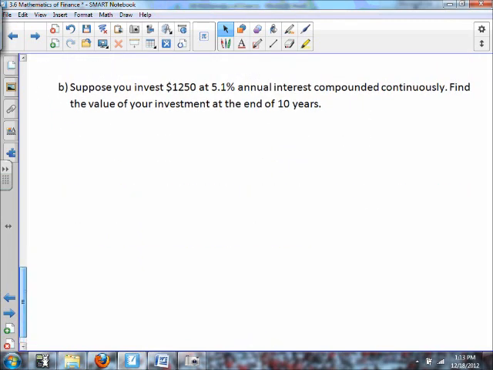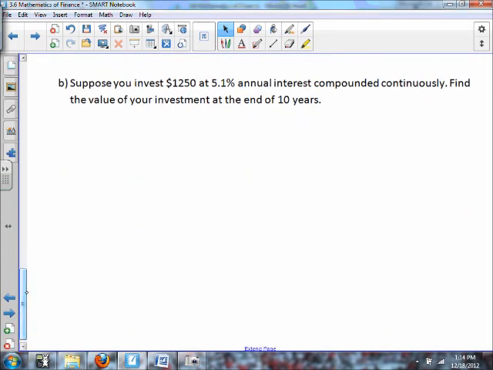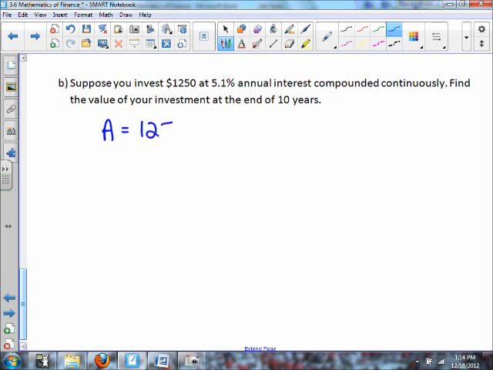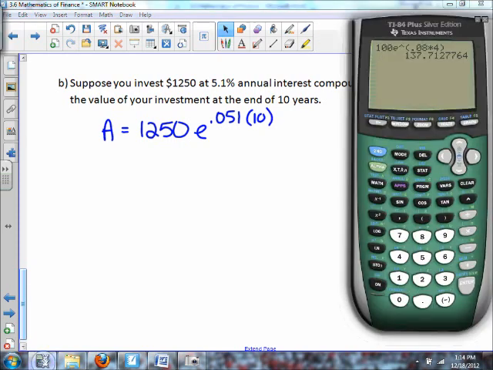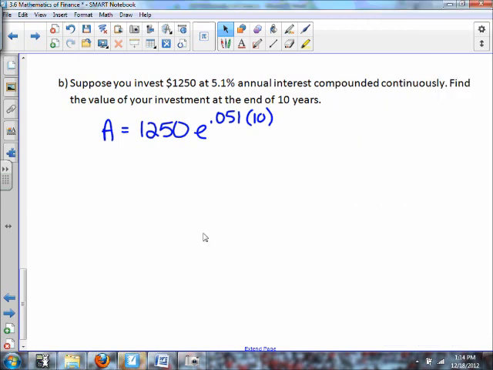Now, if we look at B quick. Suppose you invest $1,250 at 5.1% annual interest compounded continuously. Find the value after 10 years. So A will equal 1,250 e to the 0.051 times 10 power. That gives $2,081.61.